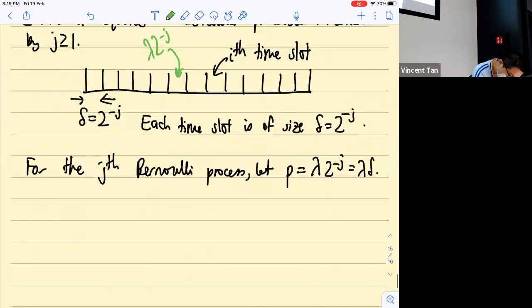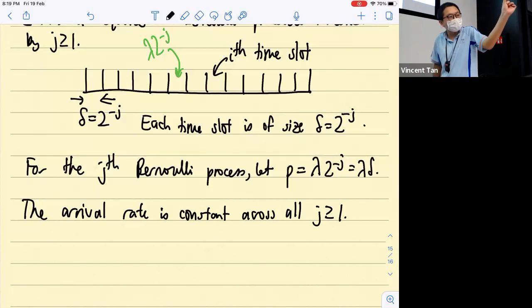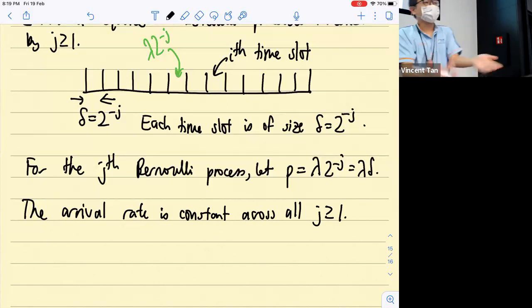Okay. So a comment is that the arrival rate is constant across j. Right? You agree? Because we parameterize things like this, the chance that I actually drop into a certain box here is lambda 2 to the minus j. But the box size is also shrinking with increasing j. That's why it's called shrinking Bernoulli processes. But the chance you drop inside the box is also shrinking like 2 to the minus j. So for a fixed length of time, like 1 second, the rate of arrival in 1 second is lambda. Okay, right.